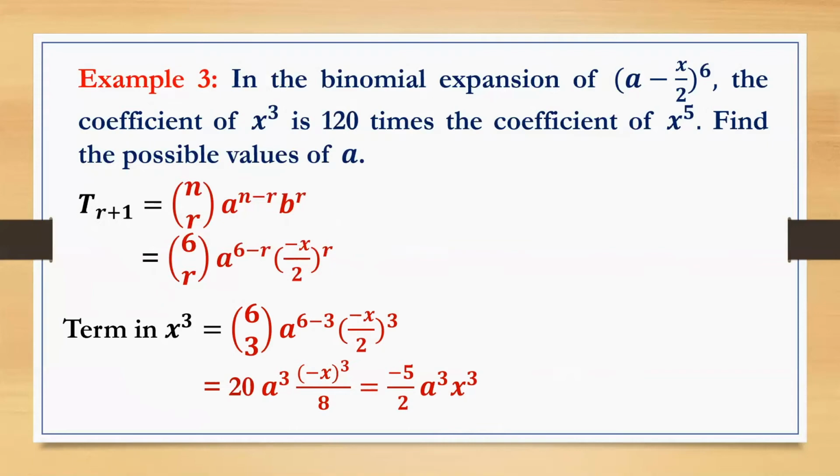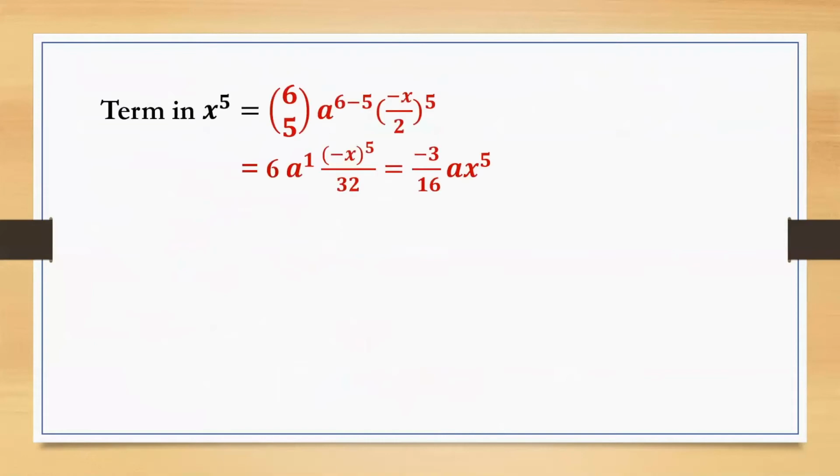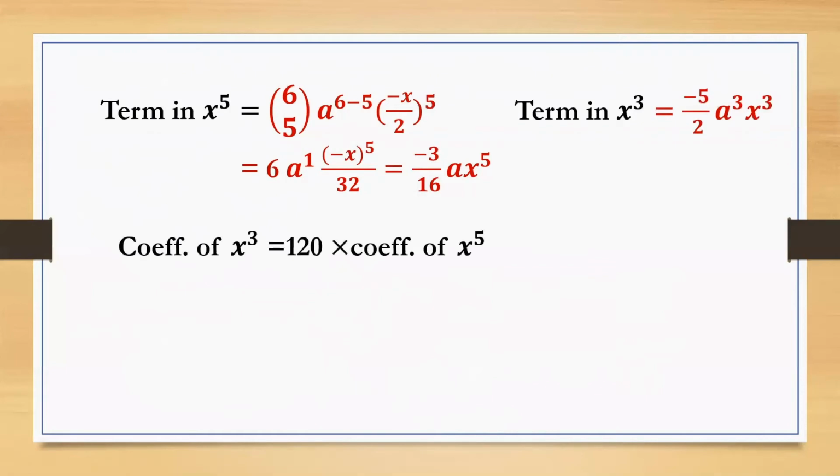Now I do the same thing to get the term in x to the power of 5. I replace r by 5 to get minus 3 over 16 a x to the power of 5. Now, the coefficient of x cubed is 120 times the coefficient of x to the power of 5. So the coefficient of x cubed is negative 5 over 2 a cubed. The coefficient of x to the power of 5 is negative 3 over 16 a.